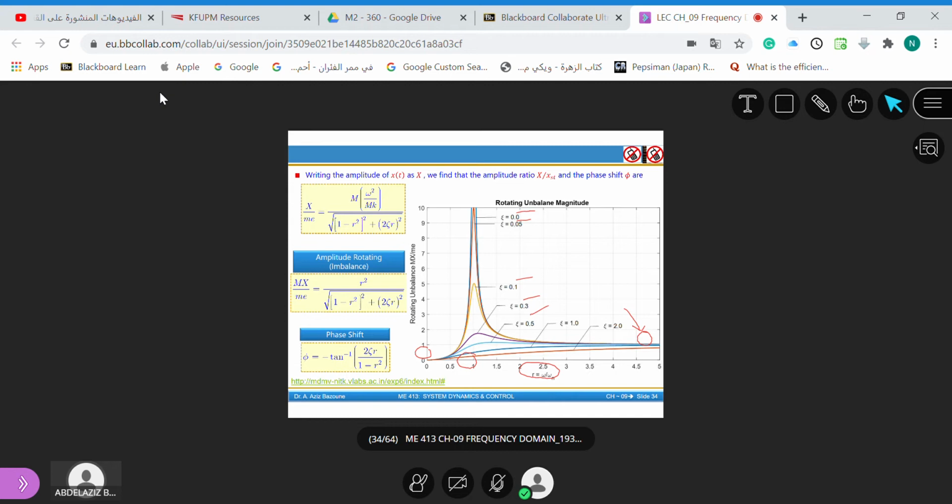Doctor, the resonance will happen only if r is equal to 1 and zeta equal to 0, right? Yes, only in this case, when zeta is equal to 0, no damping, and r is equal to 1. When we have damping, the damping tries to reduce the amplitude of the motion. So this is the resonance case.